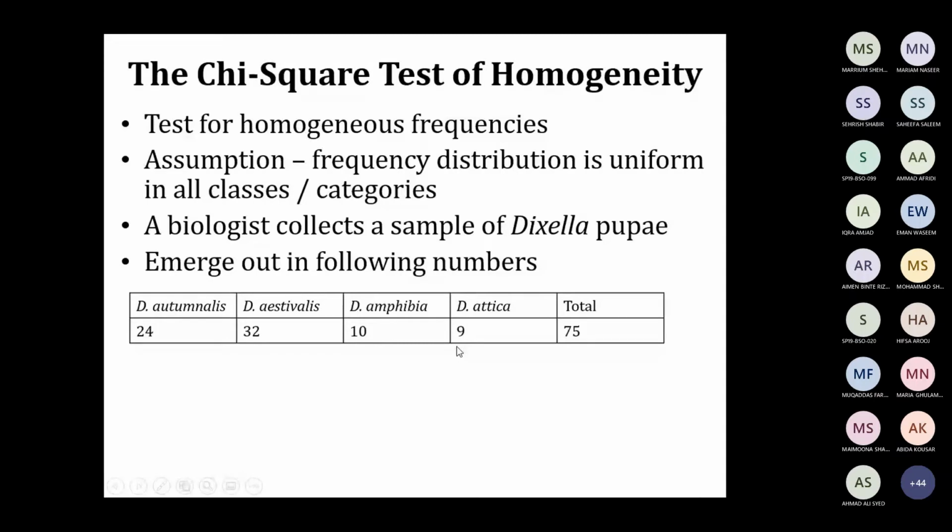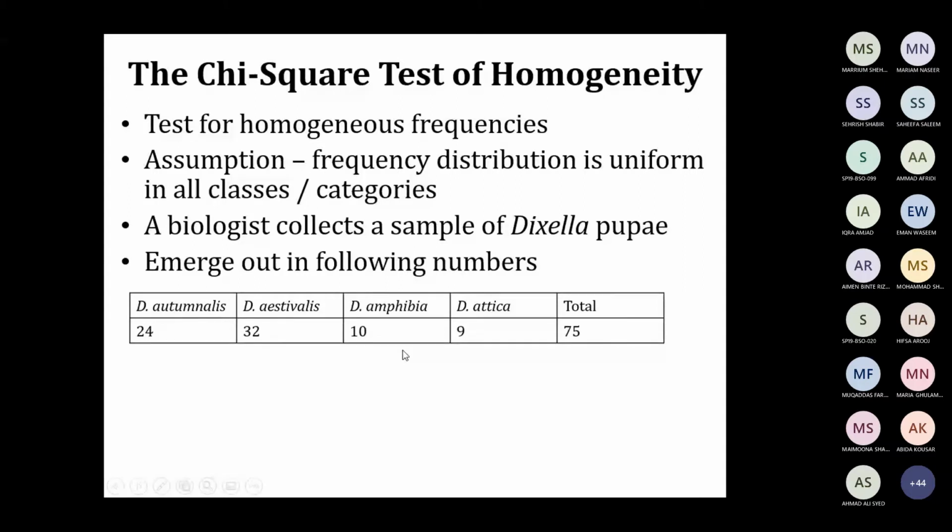But again, we have to talk in terms of the statistics, and we need to figure out whether this difference is by chance, by sampling error, or this difference is significant. Significant means that this difference is actually present. So what kind of test we have to apply? We have to apply the chi-square test of homogeneity.